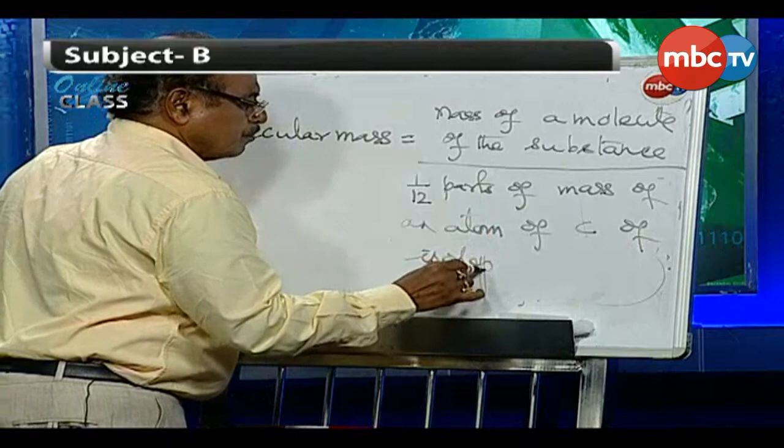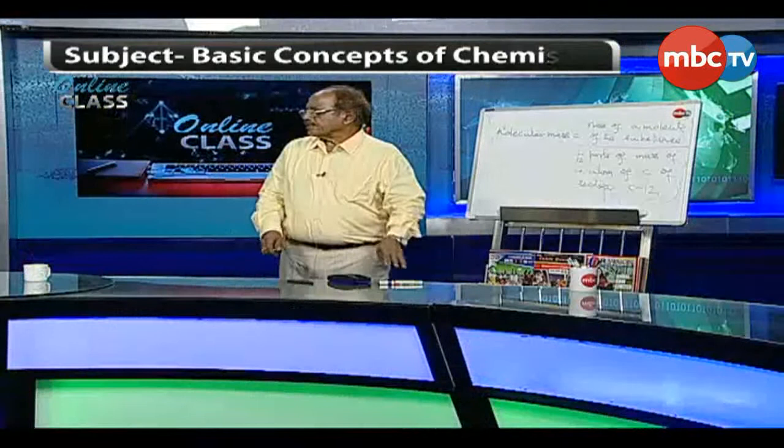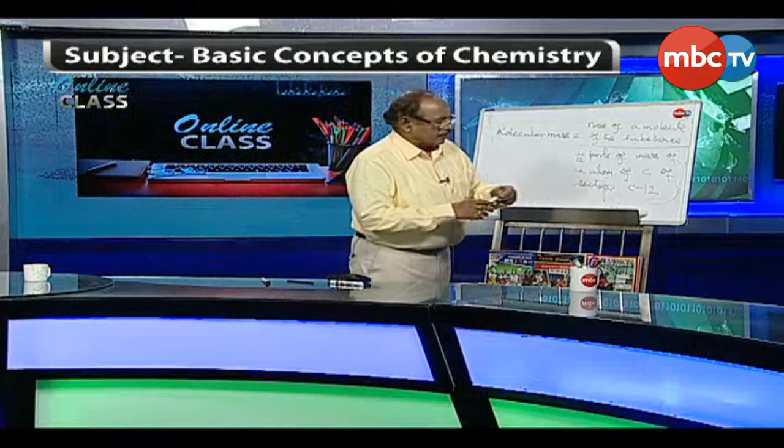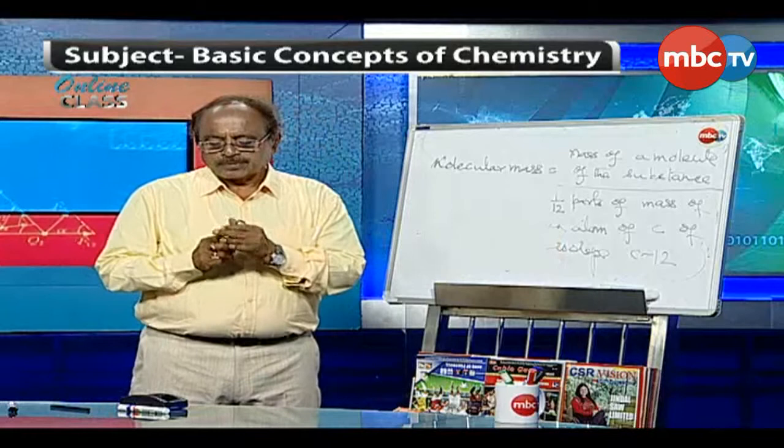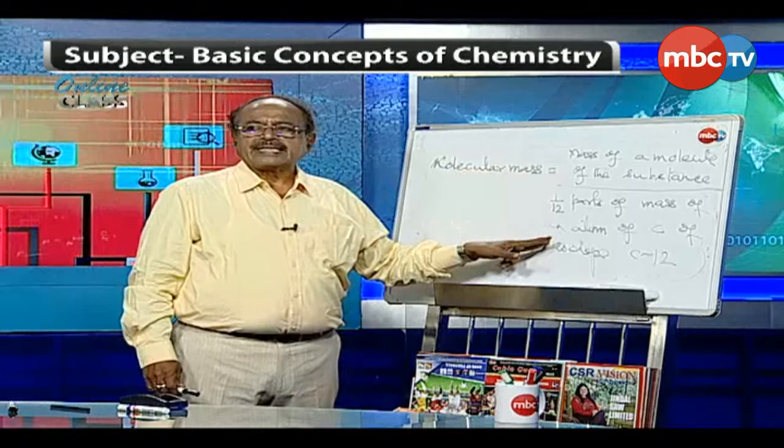So, this is the definition we took: the atomic mass is the mass of a molecule of the substance divided by 1/12 part of the mass of an atom of carbon isotope C12. If you take this ratio, then that becomes the atomic mass. Now, it is a ratio. Since it is a ratio, it does not have any independent unit.